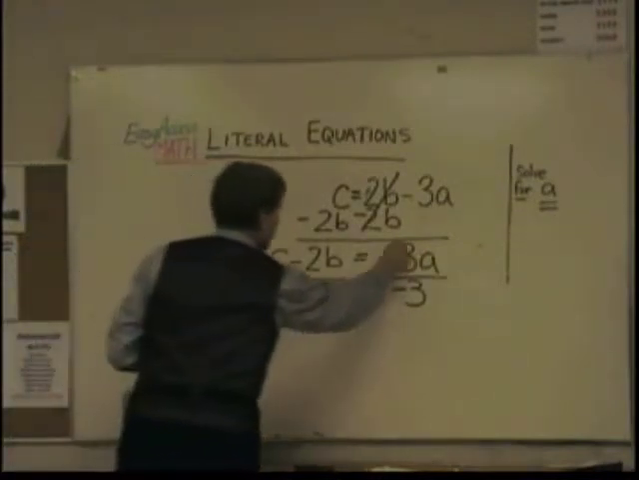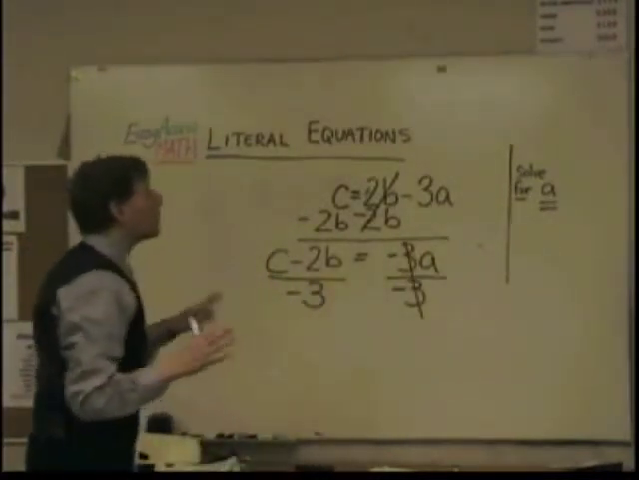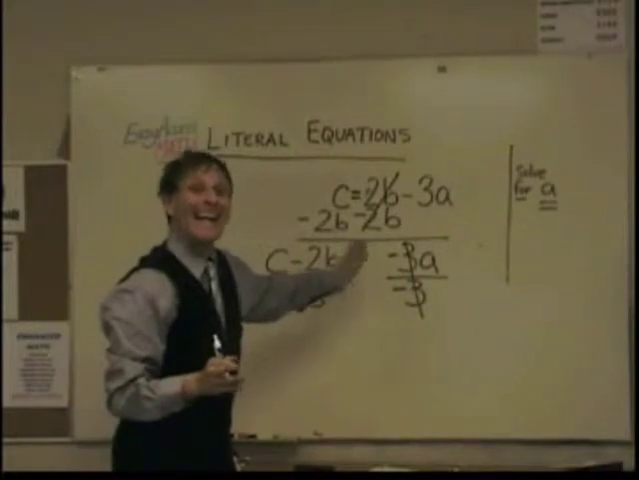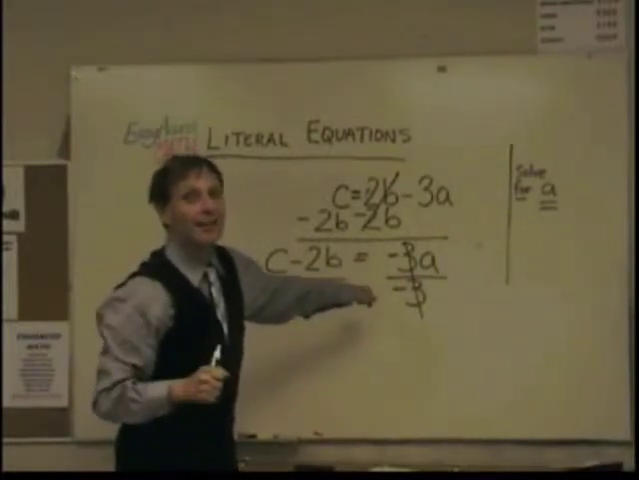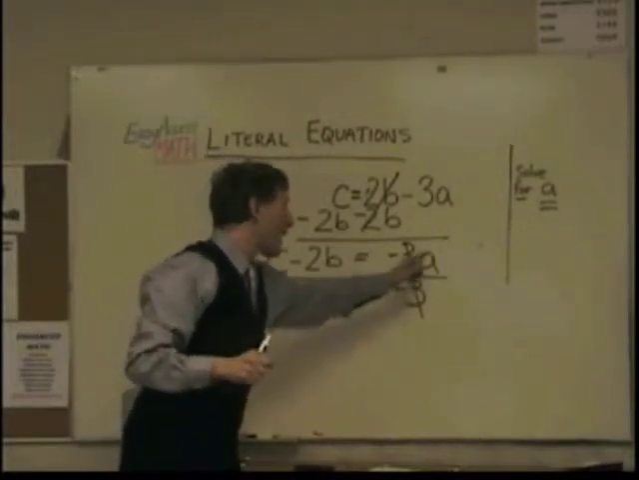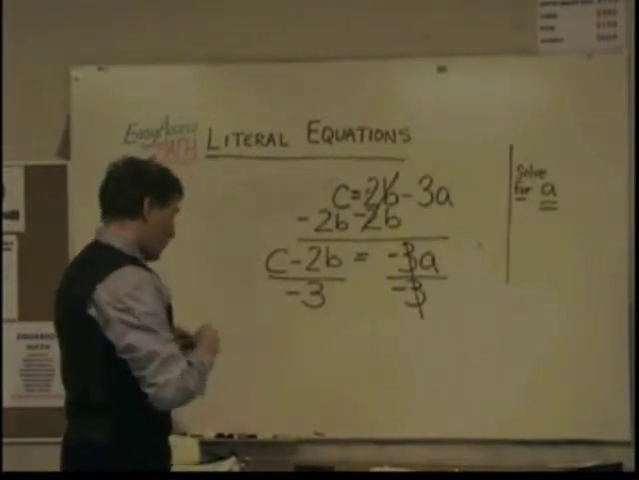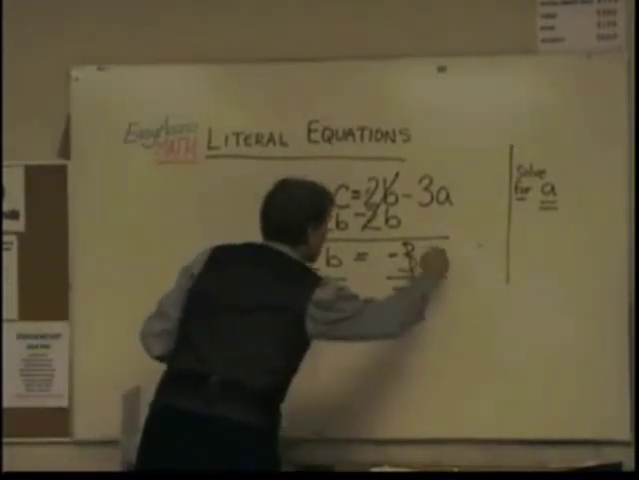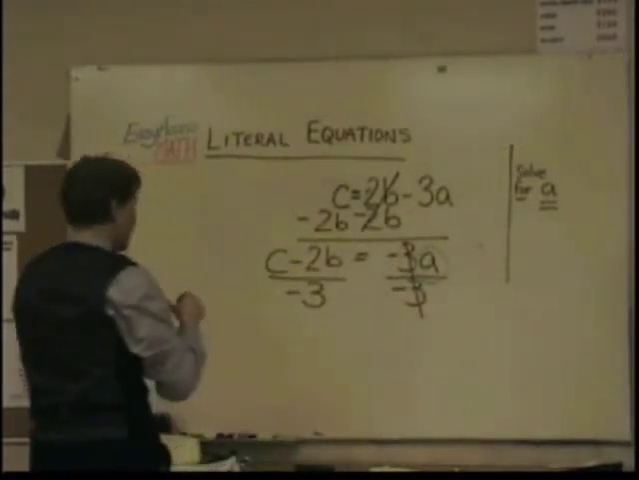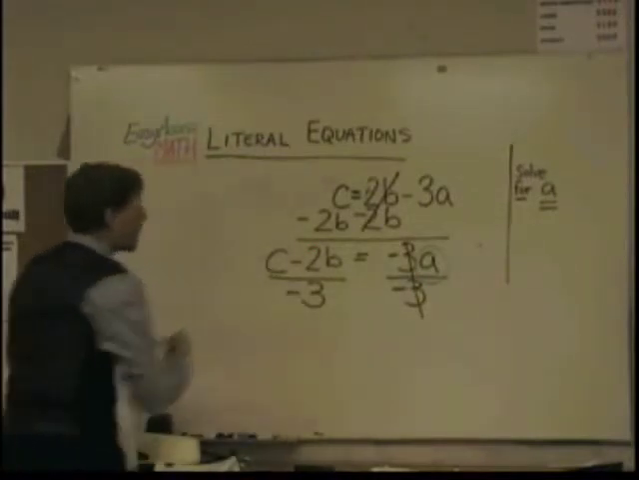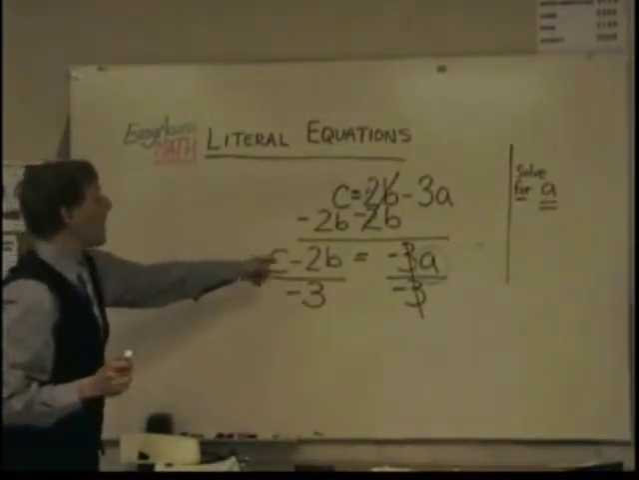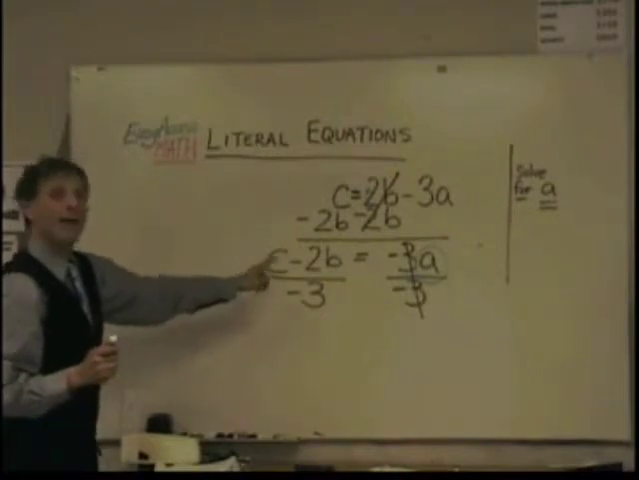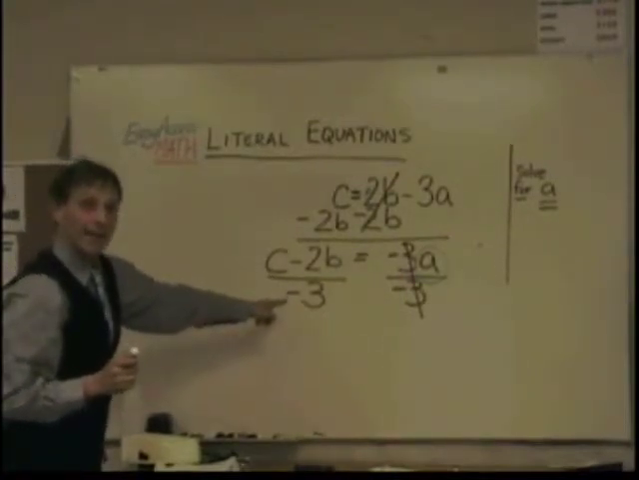That gives me the a by itself, sign and all. You must divide by negative 3. Not just the 3. That cancels out. A is by itself over here, and that's what we wanted. On the other side, there's my answer. C minus 2b over negative 3.